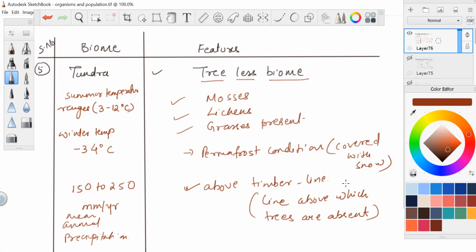Next biome will be, we will be seeing grassland. So grassland and tundra are similarly treeless.